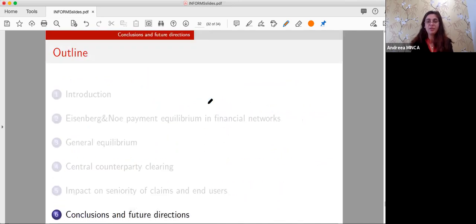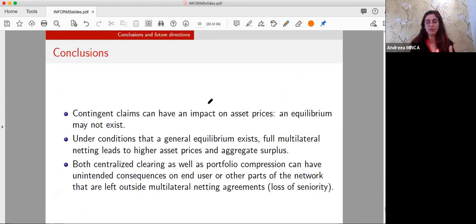So with this, I bring these various points that have received a bit less attention in the literature, and then to recall what we have seen, contingent claims can have an impact on asset prices. In particular, an equilibrium asset price may not exist. This would be a mathematical interpretation of the asset market becoming unstable, and this has been the rationale for introducing clearinghouses. And under conditions that a general equilibrium exists, full multilateral netting does indeed lead to higher asset prices and aggregate surplus.